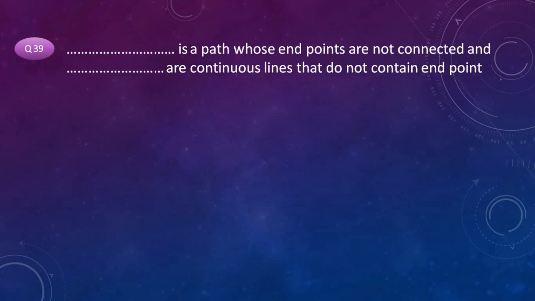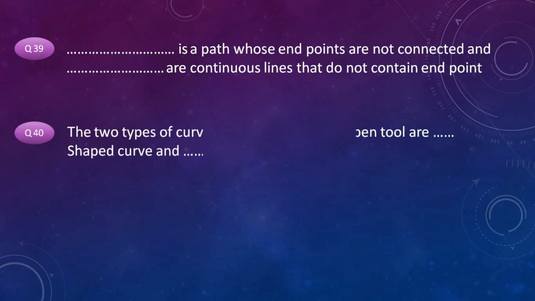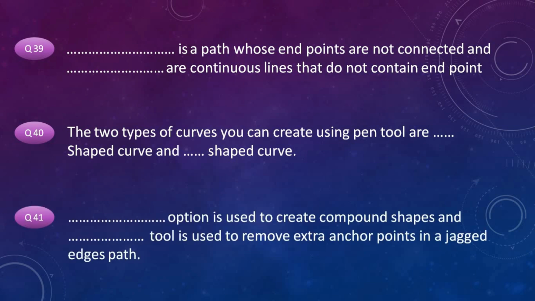Next set of questions. Dash is a path whose endpoints are not connected, and dash are continuous lines that do not contain endpoint. The two types of curves we can create using pen tool are dash shaped curve and dash shaped curve. Dash option is used to create compound shapes, and dash tool is used to remove extra anchor points in a jagged edges path.